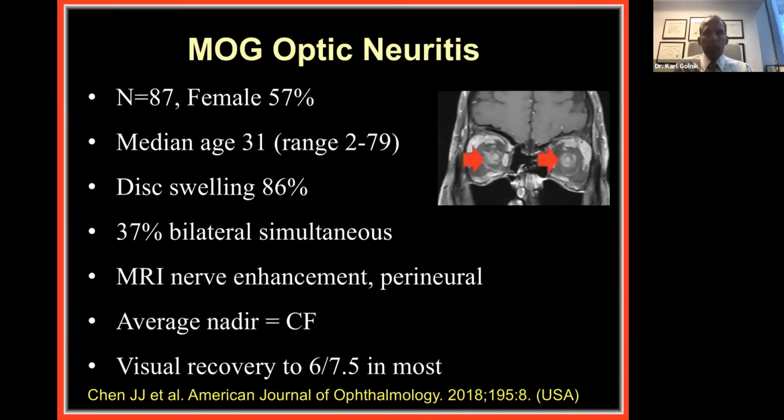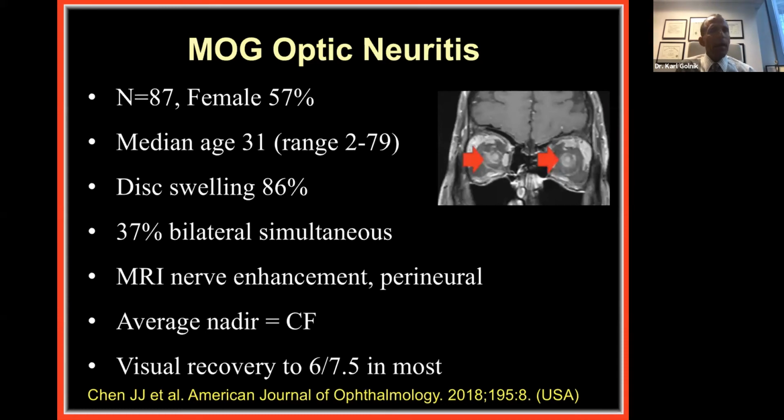And then this study, which was also recently reported at the end of 2018, looked at what MOG optic neuritis looks like. I think it was a very valuable study. They had 87 patients that were positive for the MOG antibody, and it was a little higher percent of women to men, but not much, 57 to 43. The median age was 31, no surprise, but patients were in an age range of 2 to 79. So the age doesn't really help you that much. There was disc swelling in the vast majority, 86% had disc swelling. In 37%, more than 1/3, it was bilateral and simultaneous.